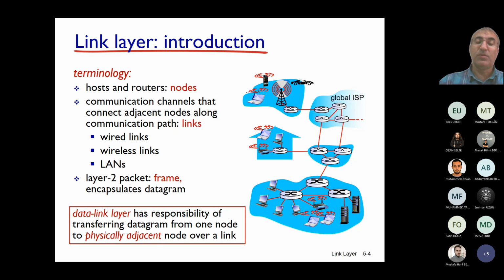In summary, this layer, the data link layer, is responsible for transferring the datagram from one node to the physically adjacent node over a link. So the main job of this layer is to transfer the datagram packet from one node to an adjacent, physically close node over a link.